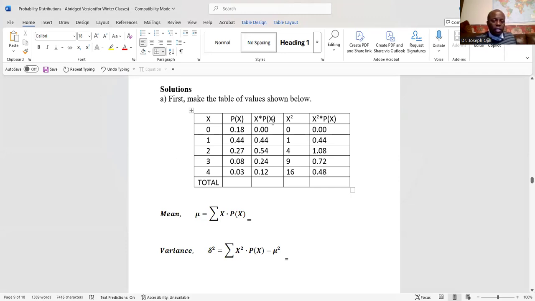So let's add this one, x times px. I'll write it down so you can go and add it on your calculator. 0.00, 0.44, 0.54, 0.24, 0.12. Now add it.